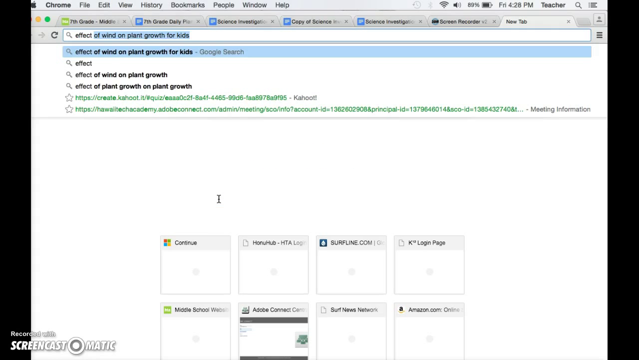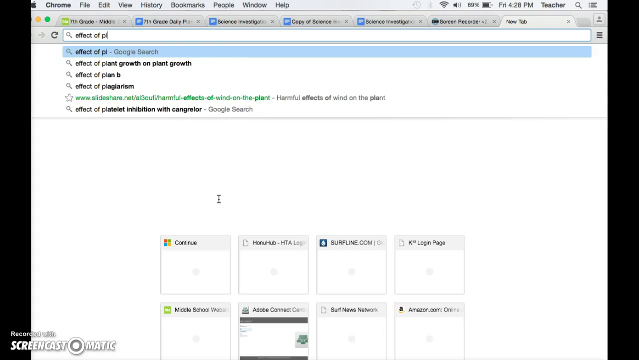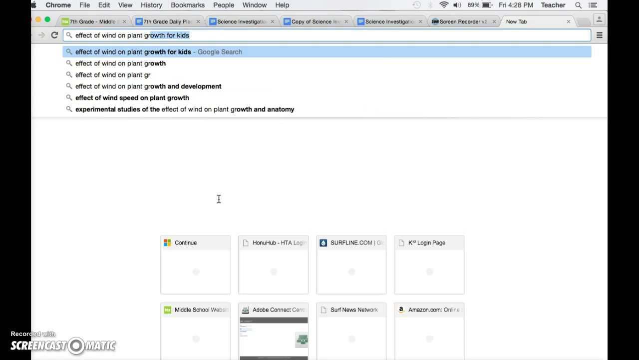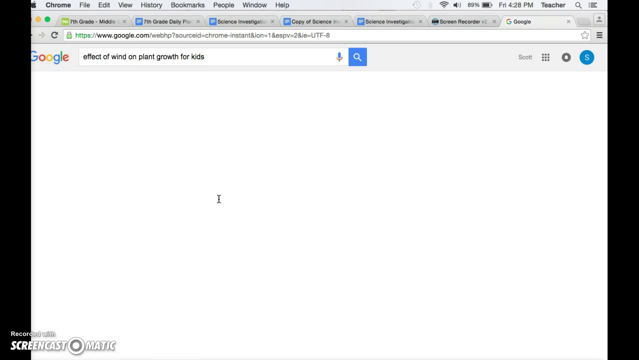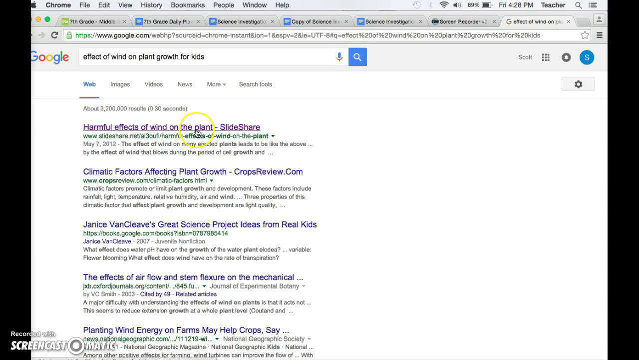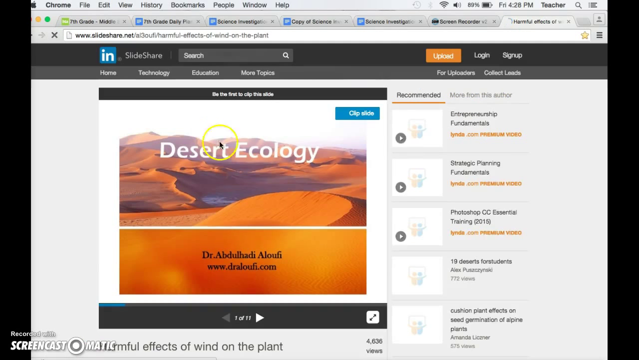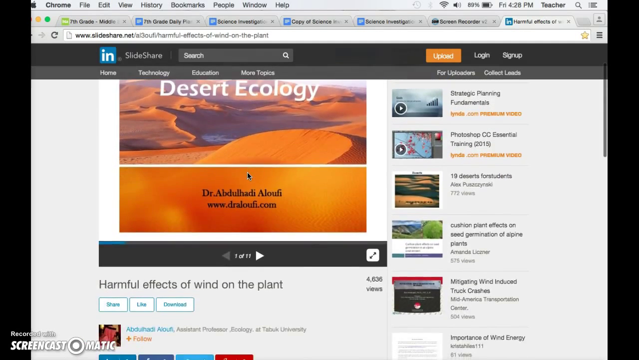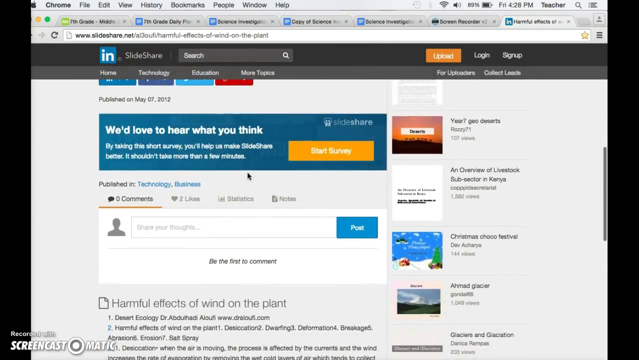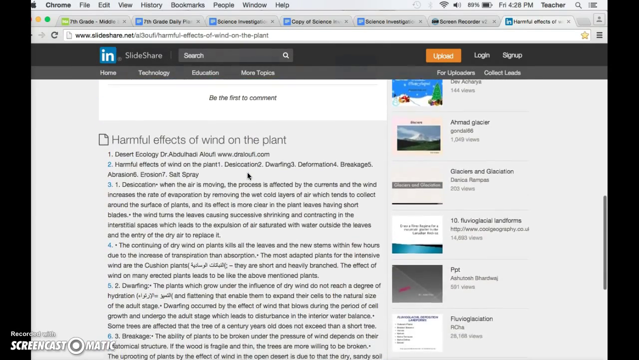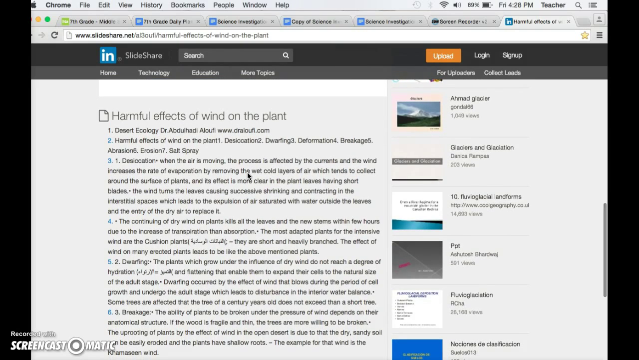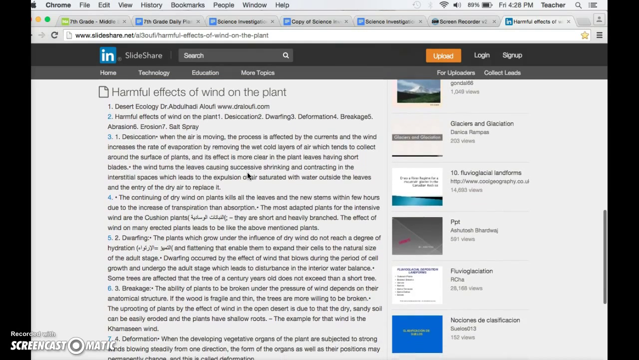Okay, so let's go: effect of wind on plant growth for kids, and let's see what happens here. Okay, so harmful effects of wind on the plant. I look here and go down, and this actually is quite easily laid out.